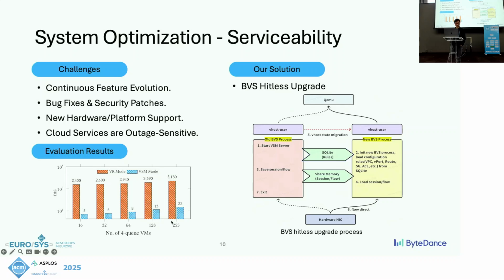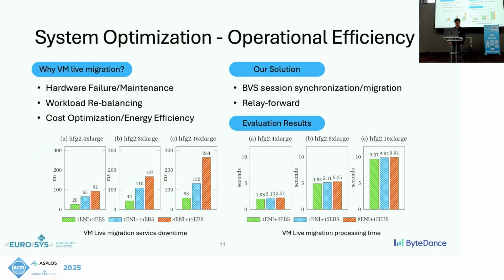As of today, when we do the BVS upgrade, we can do it during the daytime. We don't need to reserve the middle of the night for the BVS upgrade, because with 22 milliseconds, the majority of customer workloads are not aware of this outage. So the last one is operational efficiency, right?